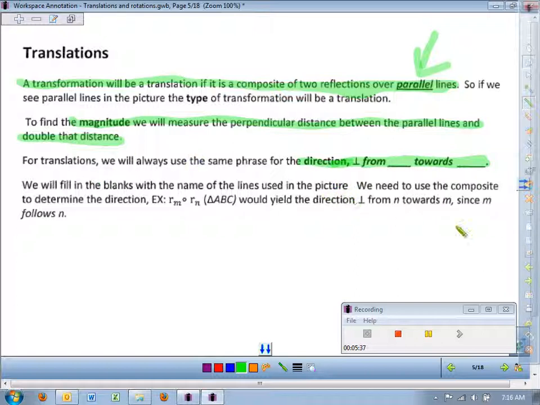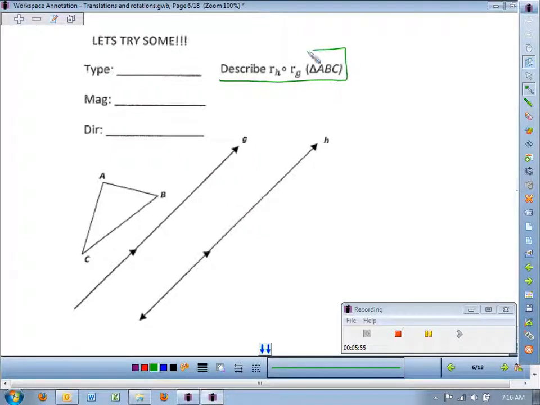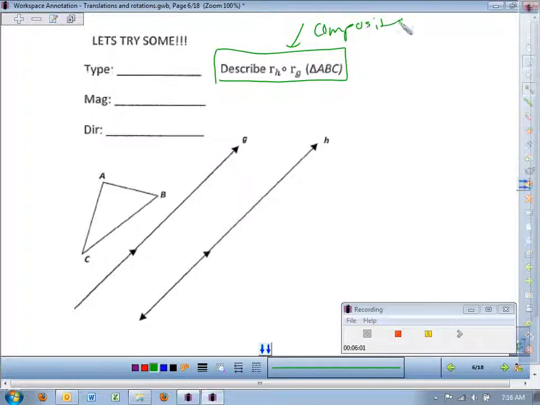Okay, so let's try one. First off, I want to know what type of transformation this is. Here they give me the composite, right? It's all about this composite right here. They just asked me to describe the composite. Let me write it down first. They just asked me to describe this guy, which means fill out the type, magnitude, and direction. That's all we're going to do. We're not even going to do any reflections.